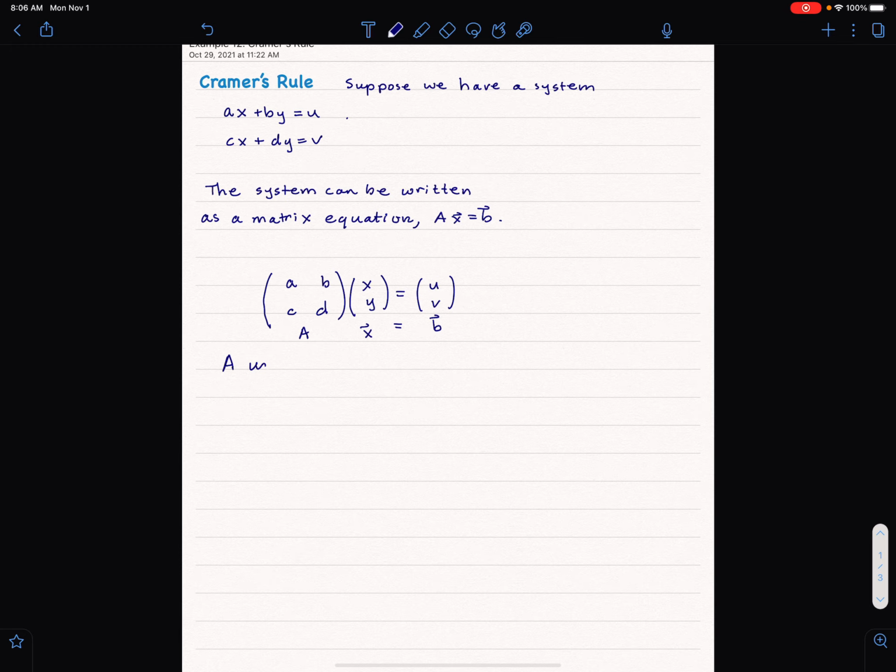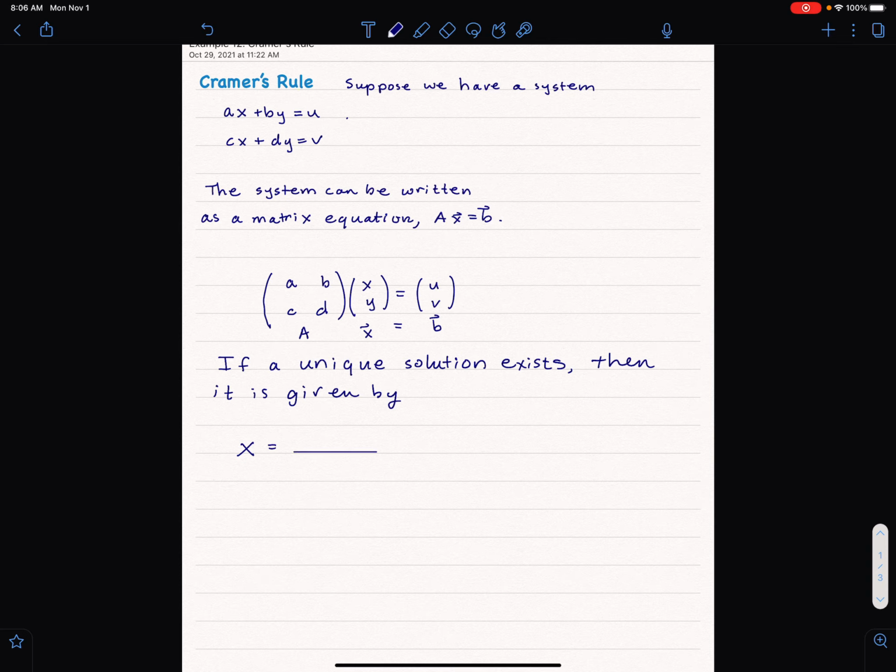If a unique solution exists, then it is given by the following. Our solution would be x equals a number, y equals a number. And it turns out that it can be written in terms of determinants.